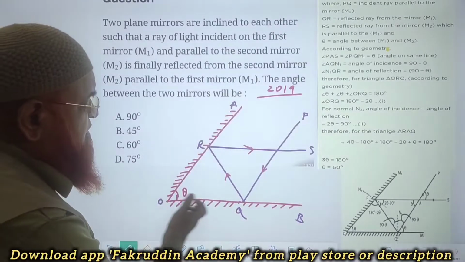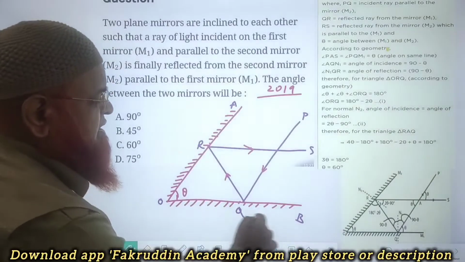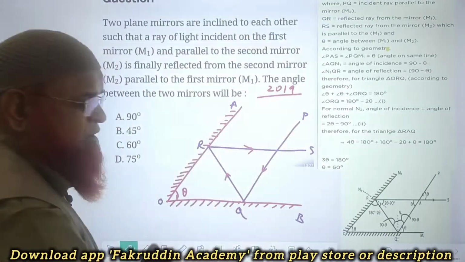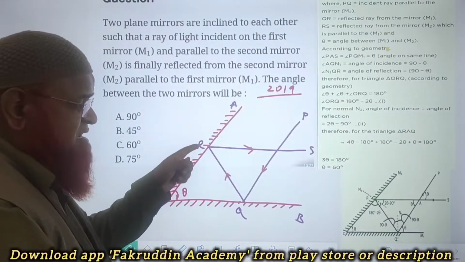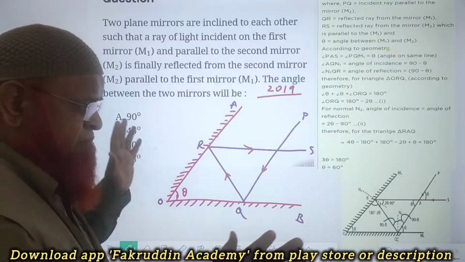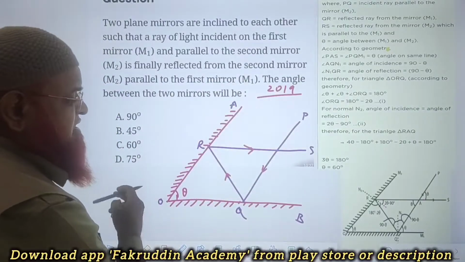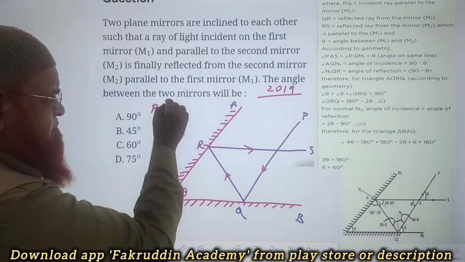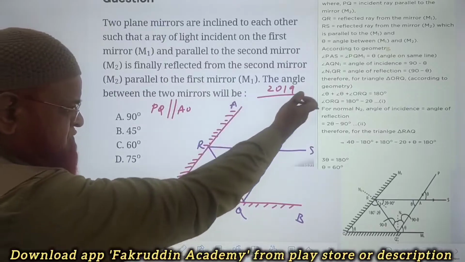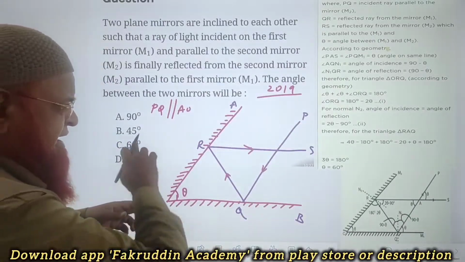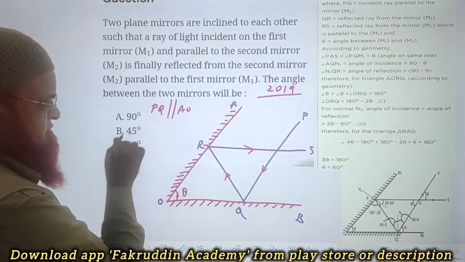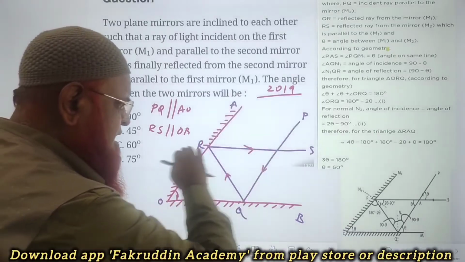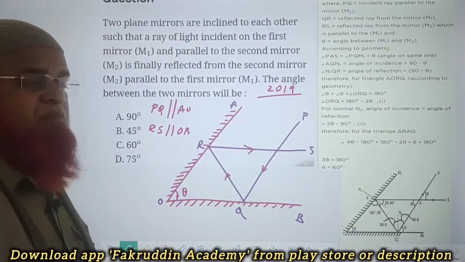The question is, these are the two mirrors, mirror OA and OB. A light ray enters in this direction and strikes one mirror, reflects back, strikes the other mirror, and reflects back again. But the condition given in the problem is that the light ray enters parallel to the mirror OA, that means it is parallel to AO. This line is parallel to AO and RS is parallel to AB. That means this RS is parallel to OB. These two are parallel, and these two are parallel. It is given in the question.